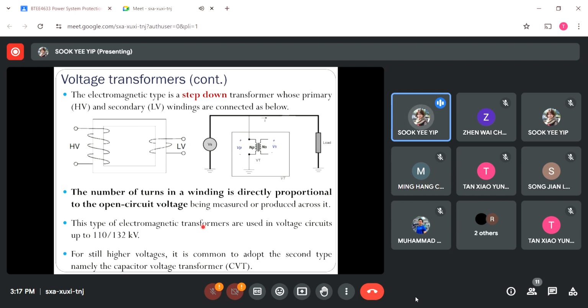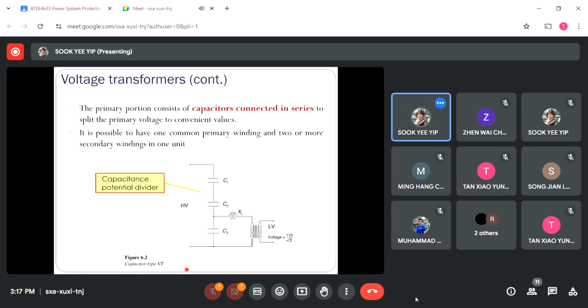For these types of voltage transformer, it is no longer suitable anymore. So we use another kind of voltage transformer, which is the CVT, the capacitor type voltage transformer. The reason why is because it's much cheaper in terms of cost implementation. So let's check out the construction of how a capacitor type voltage transformer is made.